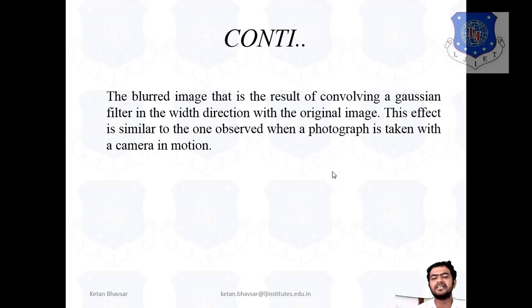The blurred image is the result of convolving a Gaussian filter in the width direction with the original image. So with the help of Gaussian filters, we try to recover the original content. This effect is similar to the one observed when a photograph is taken with a camera in motion.